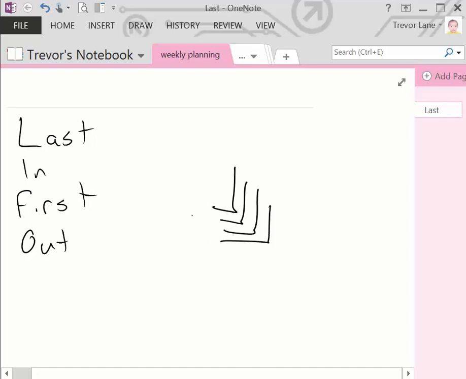But in order to remove a chair, you're always taking the last one that was added. It's never the first one. The first one isn't ever going to get taken away until all the ones above it are gone. So the last one on the stack is the first one to come off the stack. So that's the basic concepts of what a stack is.